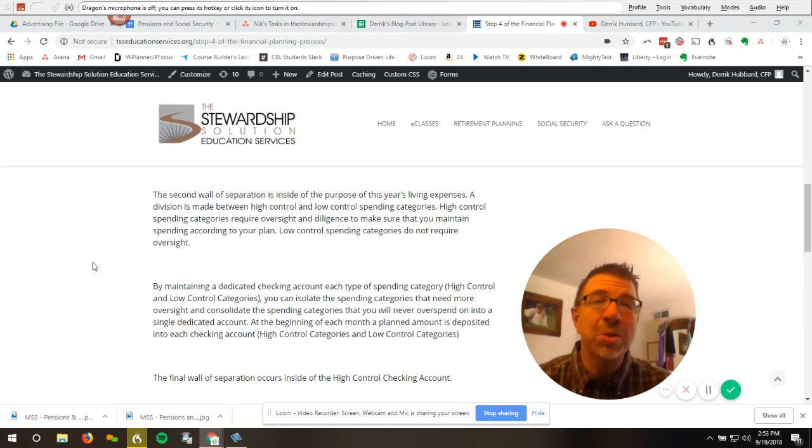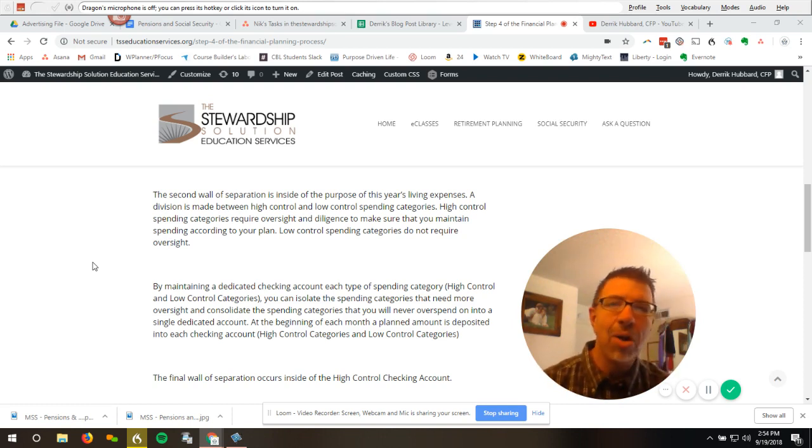A high control expense is something that you tend to overspend on, or you tend to go beyond what you think you do, or it's just hard to maintain control and discipline in that particular category. It's a high control expense. So you need a dedicated checking account just for high control expenses that you want to track. And you can have a completely separate checking account for your low control categories.